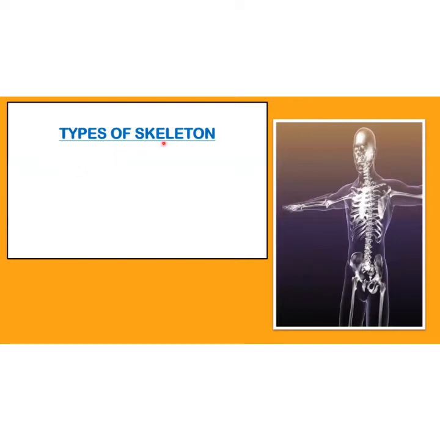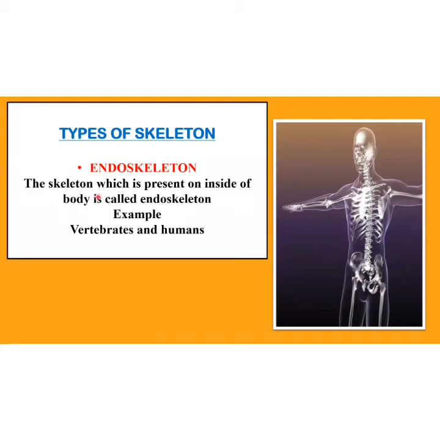Types of skeleton. There are two types of skeleton. Endoskeleton. The skeleton which is present on the inside of the body is called endoskeleton. This skeleton is present inside the body, and that's why it is called endoskeleton. Examples are vertebrates. Vertebrates are those animals which have a vertebral column, and a human. Humans are also vertebrates.